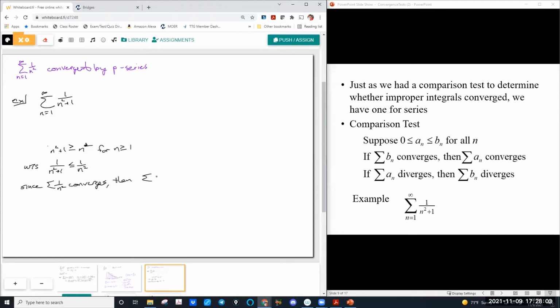Then 1 over n squared plus 1 converges by our comparison test. Again, this comparison test works the exact same way as the comparison test for improper integrals. So if you were comfortable with that for improper integrals, it's the same comparison test.